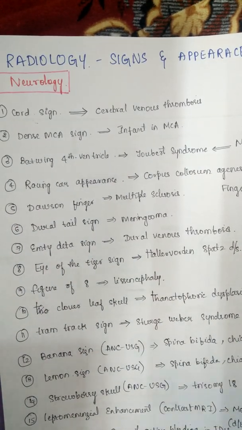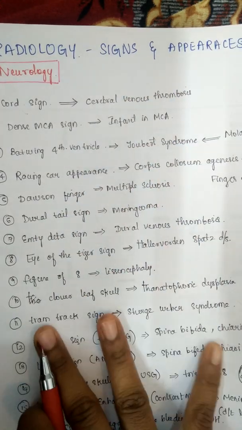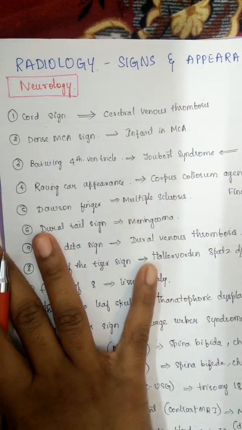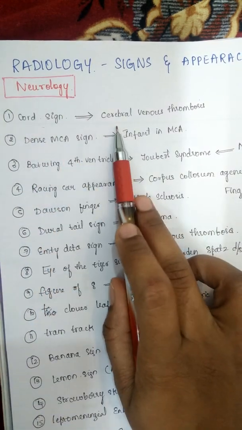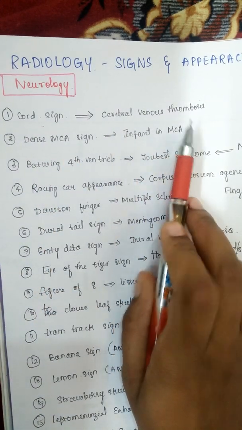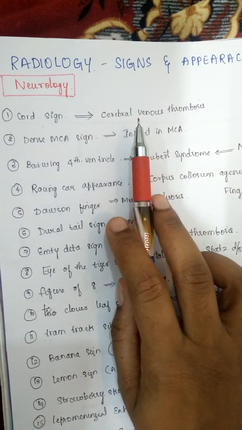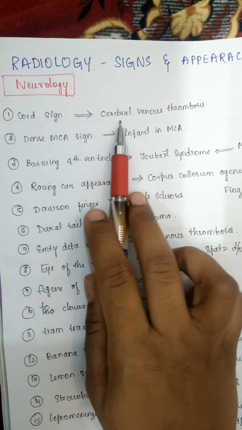Today in this video let us discuss the radiological signs and appearances. Let's start with neurology. Coming to the first part, it is the cord sign. Cord sign is seen in cerebral venous thrombosis. That is, the thrombosed vein appears bright like a cord, so it is a cord sign.